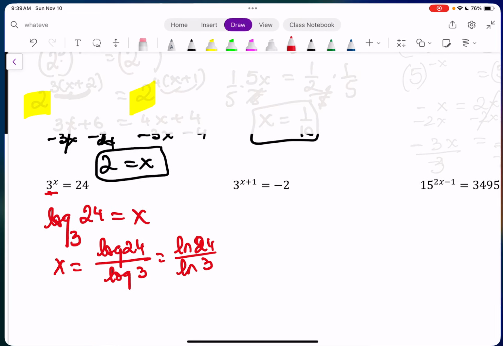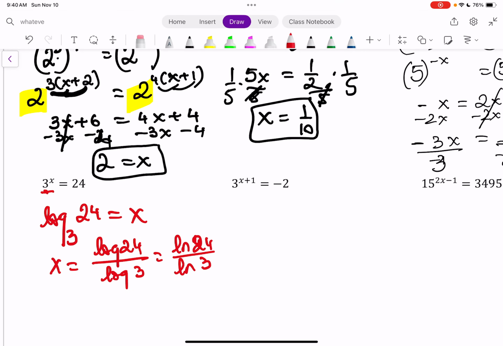So again, maybe the instructions will say how many decimal places we want in the answer. Otherwise, you can choose to stop wherever you want. So 2 decimal places, I'd say, is pretty good. But fine, I gave you 3.